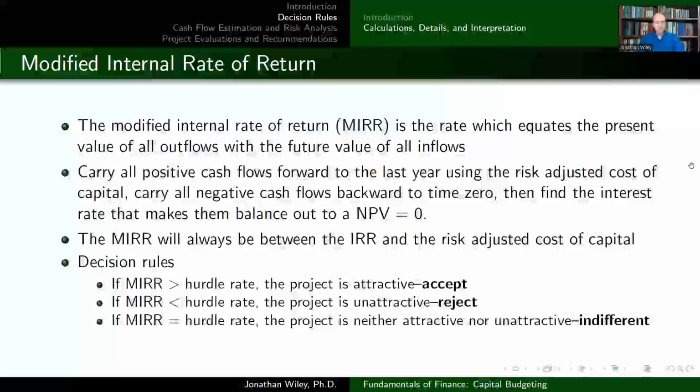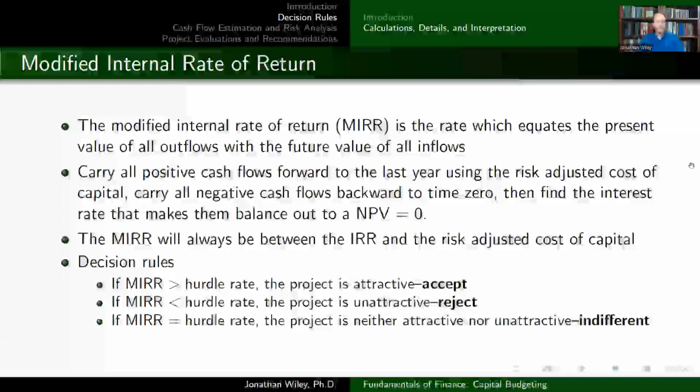And that's an important thing to note, because if you get a modified internal rate of return that is not in between those two values, it means something has gone wrong. Now, the nice thing with the modified internal rate of return is that you assess or analyze it using the exact same rules that you do with the internal rate of return.